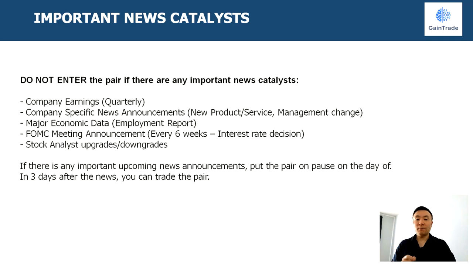Also, be aware of any major economic data reports that come out, such as the US employment report. Note down when that report is to be released. As well, every 6 weeks there is what's called an FOMC meeting announcement, where there is a US interest rate decision. Also be aware of any stock analyst upgrades or downgrades of the stock pairs that you are trading. So if there are any important upcoming news announcements, put the pair on pause on the day of. Then, 3 days after the news comes out, you can trade the pair.